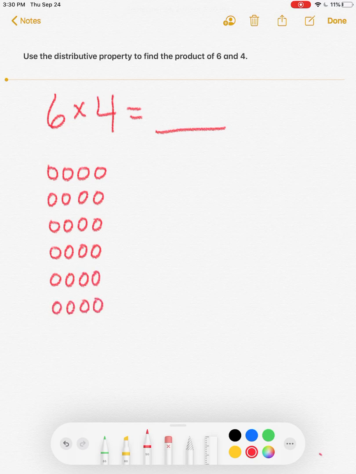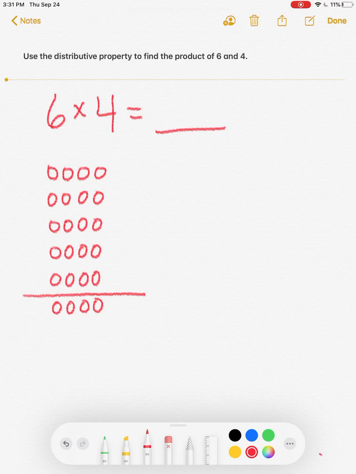Now you see my array for 6 times 4. Now, I want to break the array into two smaller arrays. And I like to work with my 5's facts. So I'm going to draw my line here to break my array.